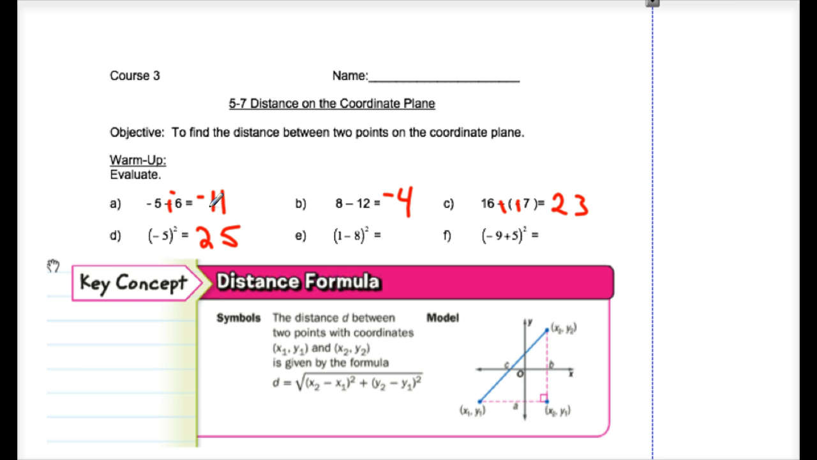Natalia, what do you think? 49. I got 49. It's negative 7 inside these, and we're going to square that. Keep your parentheses around that. Okay? Wild Bill, what do you think about F? 16. Negative 4, quantity squared, makes 16. Okay, you're going to be squaring a lot of numbers today.